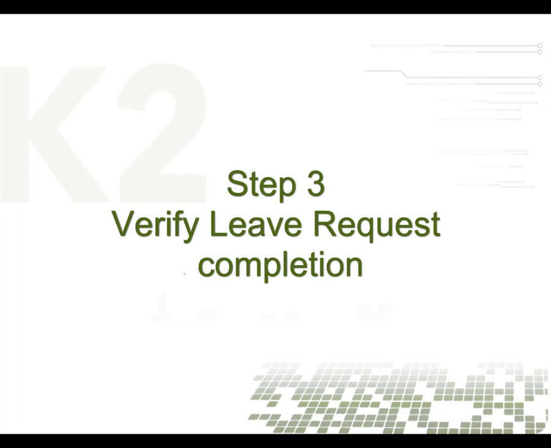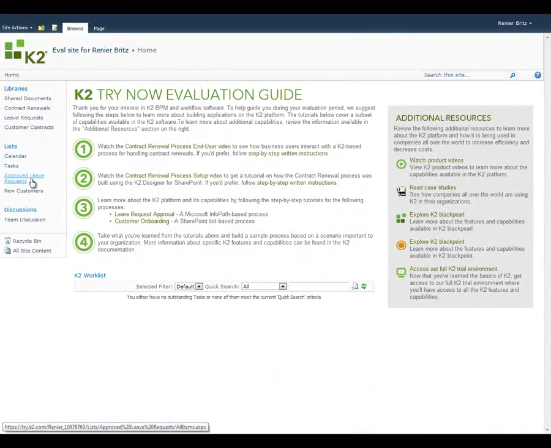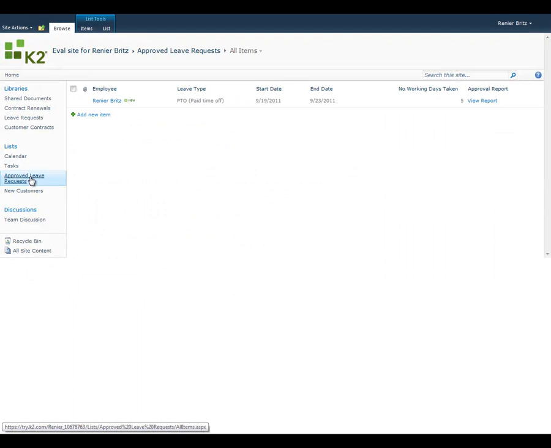In this step, you will verify that the leave request process completed successfully and that the approved leave request has been logged in the Approved Leave Request log and a new calendar item has been created. On the SharePoint site, browse to the Approved Leave Request list by clicking on the link in the left-hand navigation. This list is used to keep track of all the approved leave requests and includes information about the leave start and end dates, the number of days taken, and includes a link to the final report of the approved process.